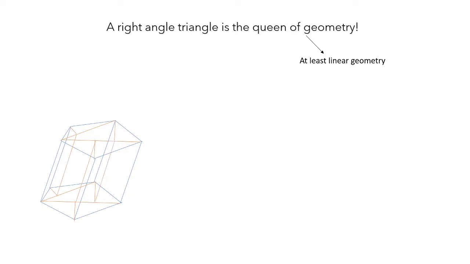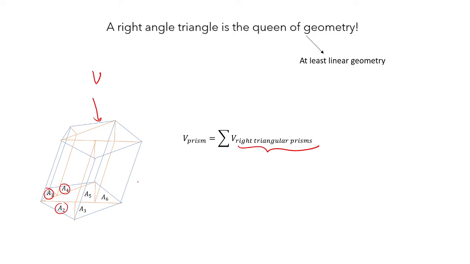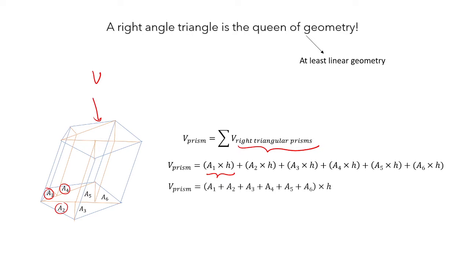So what you get is basically this volume as a sum of volumes of right triangular prisms. And let's say that these base areas are A1, A2, A3, A4, A5, A6. So you will say that the volume of prism is base area into height for all the right triangular prisms, and then you can club them in and you can say that the volume of prism is base area into height.